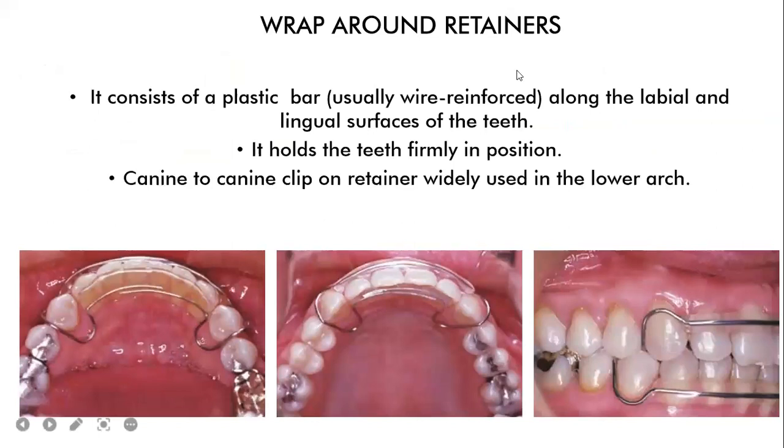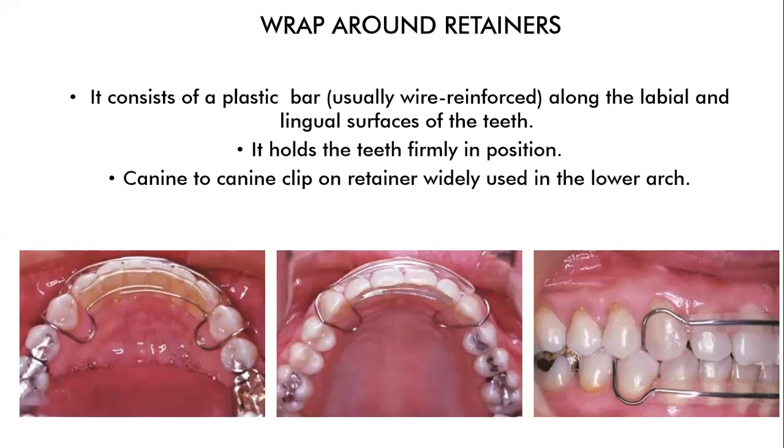You have another kind of retainer called the wraparound retainer. With the wraparound retainers, it's basically a plastic bar that goes along the lingual and the labial surfaces. If you see, you have an acrylic plastic bar that wraps around and holds the teeth firmly in position. And canine to canine was a clip-on retainer. It was like a clip, basically a spring. It's also called a spring aligner or a clip-on retainer, where both the labial and the lingual wire segments are embedded in a strip of clear acrylic, where they found that it held the teeth firmly in position.